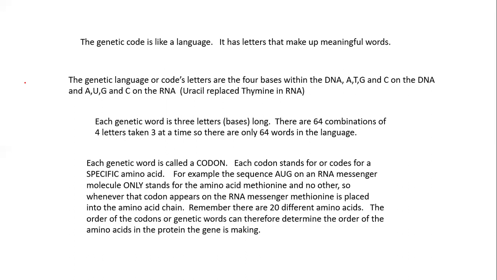Each codon stands for, or codes for, a specific amino acid. For example, the sequence AUG on an RNA molecule only stands for the amino acid methionine and no other. So whenever that codon appears on the RNA messenger, methionine is placed into the amino acid chain. AUG is literally translated as methionine. Remember, there are 20 different amino acids, and each one has a 3-letter code that would be translated into it. The order of the codons, or genetic words, can therefore determine the order of the amino acids in the protein that the gene is making.